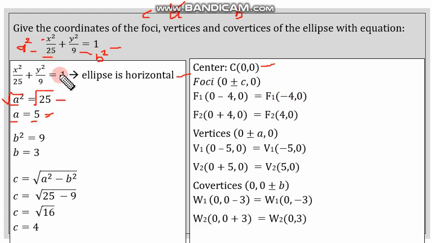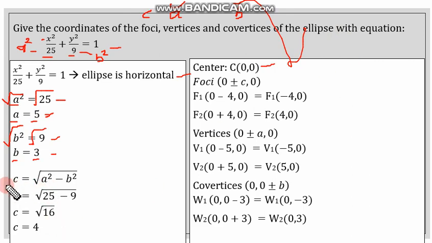Next is the b squared. So b squared is equal to 9 here. So extract na to sila, square root of both sides. So square root of b squared is b, square root of 9 is 3. We have our b, that's for our co-vertex. We can determine our co-vertex now.